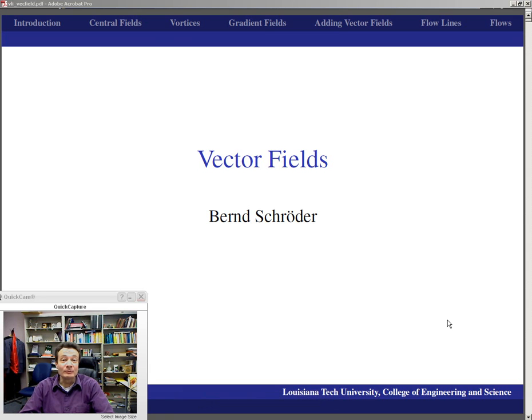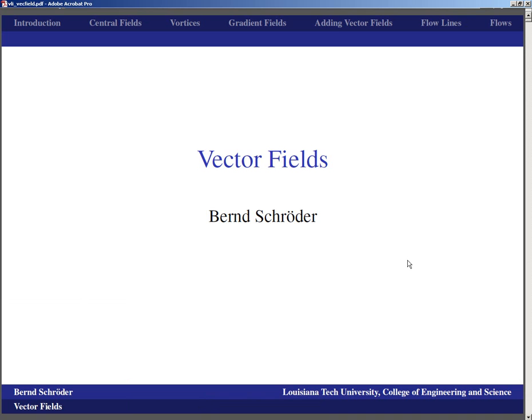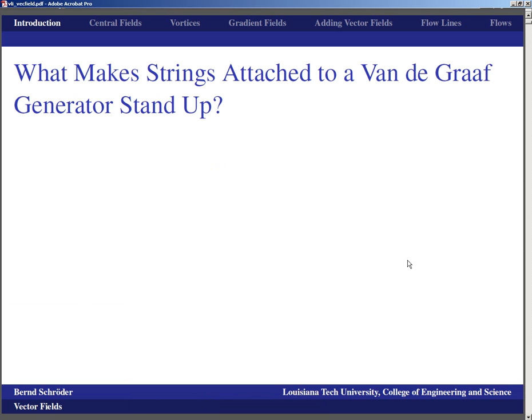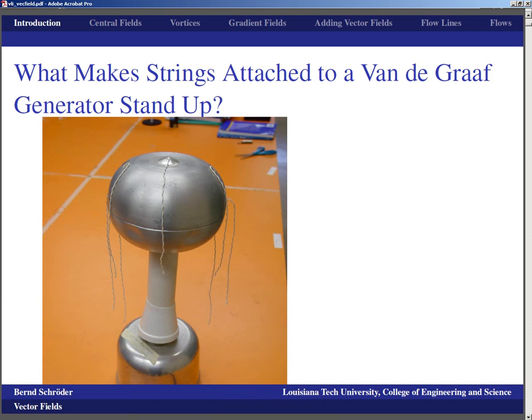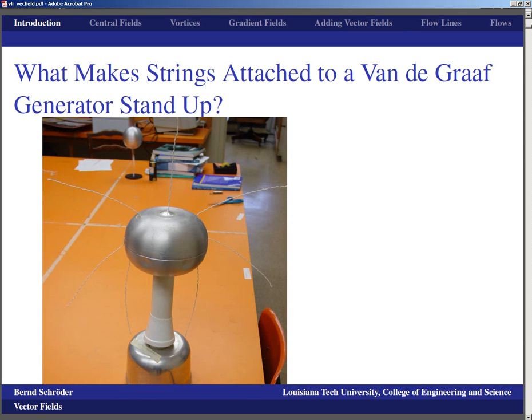Welcome to our first step towards what typically is the capstone of calculus, namely vector calculus, the calculus of vector fields. Well, basically, if you've ever asked yourself the question, what makes strings attached to a Van de Graaff generator stand up? And basically, this is a Van de Graaff generator. We've attached some strings to it, and if you run that Van de Graaff generator, you see something like this.